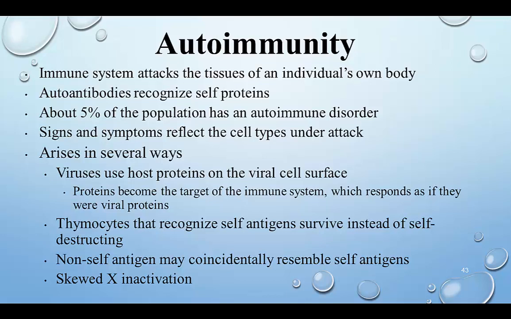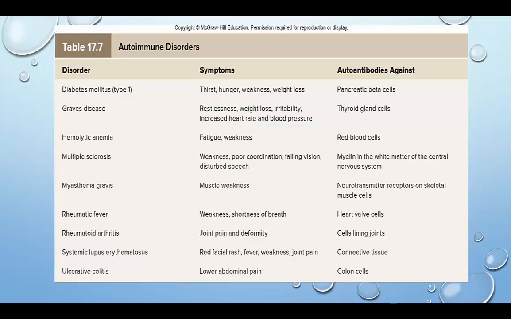Autoimmunity, this is when the immune system attacks the tissue of an individual's own body. The autoantibodies recognize self-proteins. About 5% of the population has an autoimmune disorder. Signs and symptoms will be determined by the cell type which is under attack. This happens in several ways. Viruses use host proteins on viral cell surfaces. Thymocytes that recognize self-antigens survive instead of self-destructing. Non-self antigens may coincidentally resemble self-antigens. And you can have a skewed X inactivation. You can develop this autoimmunity.